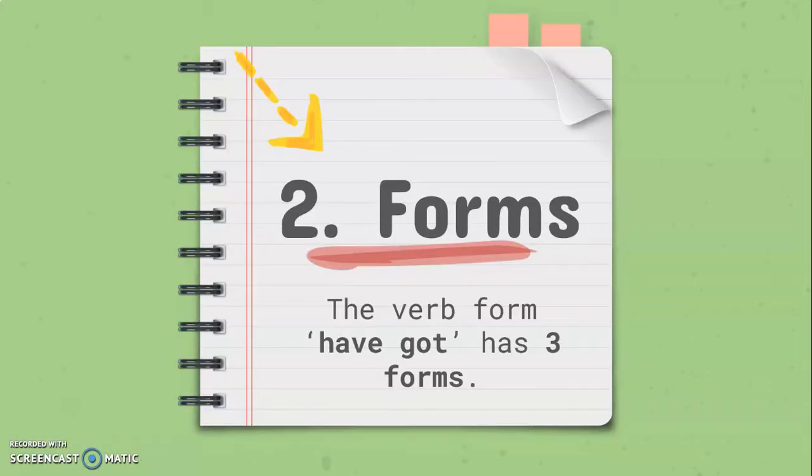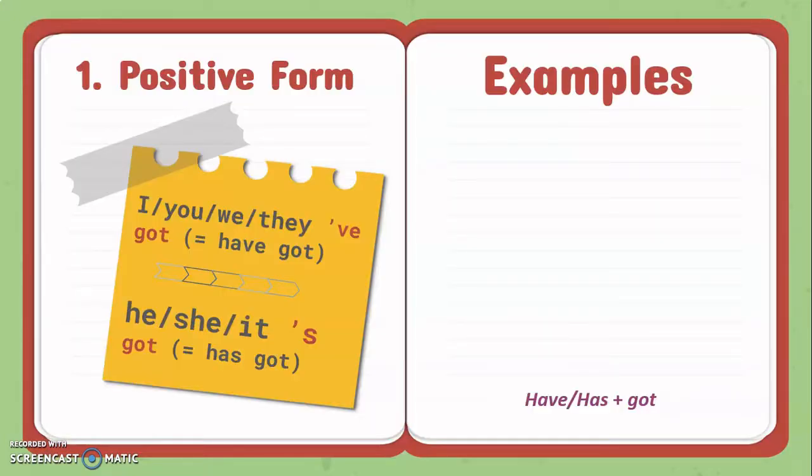Okay, well done. Let's come to the second section of this lesson. Here we are going to talk about the forms. So the verb form have got has 3 forms. Let's see them one by one. First, the positive form. Here we use I, you, we, and they with have got. And the singulars he, she, it with the singular verb form, that is has got.